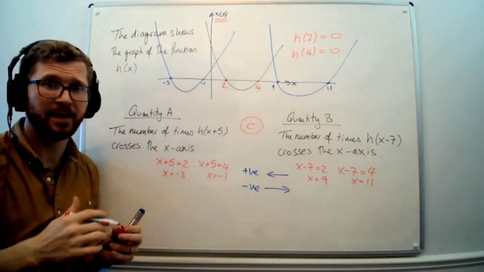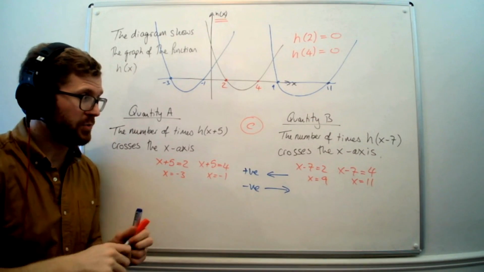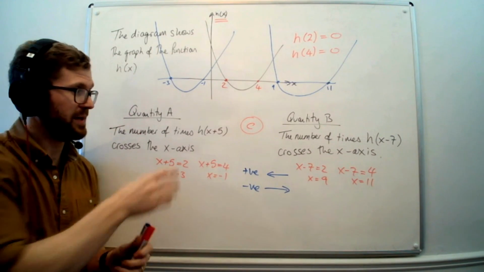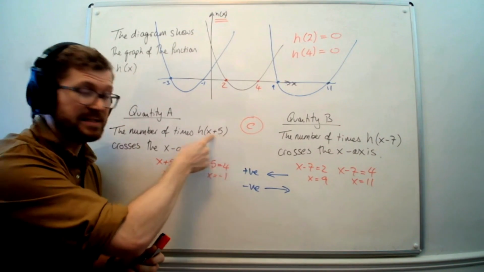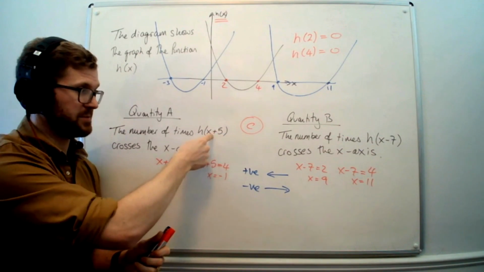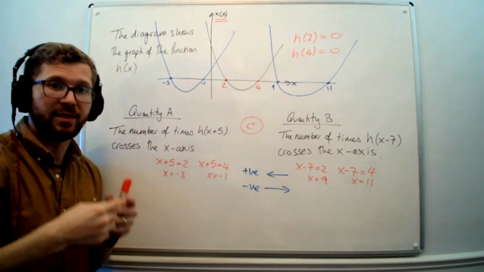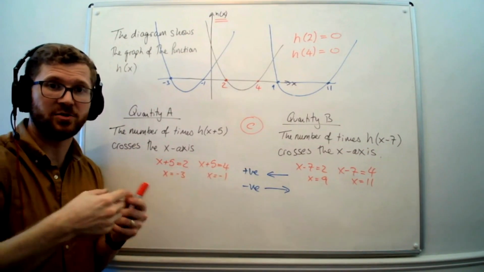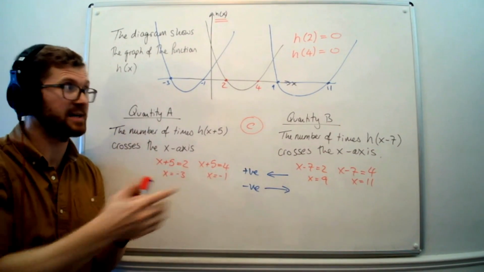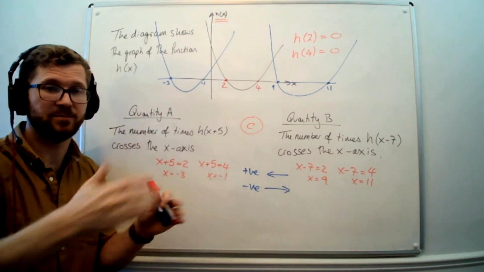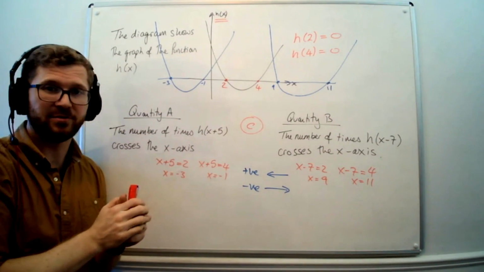But the big takeaway I want you to get from this question is when the change to the function is inside the parentheses, in this case plus 5, in this case minus 7, then the graph just shifts left and right. So however many times it crosses the x-axis, it's going to be the same. Just goes left and right.